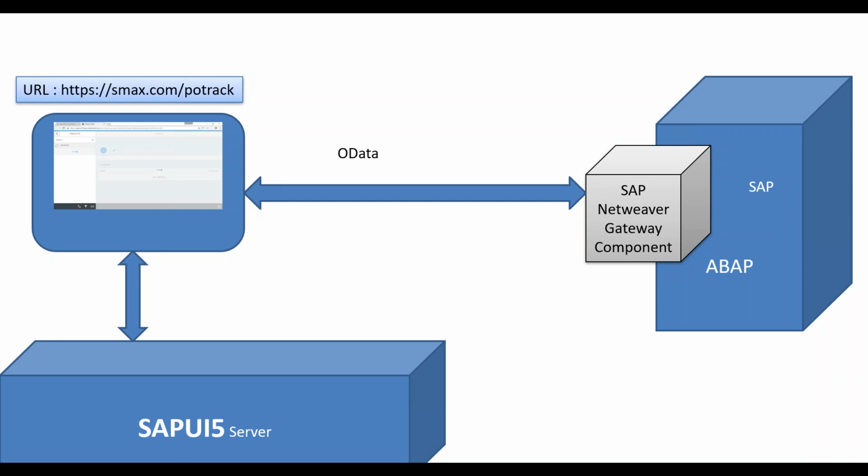And once that method has executed, the data that it has exported, the gateway takes and gives to the OData.